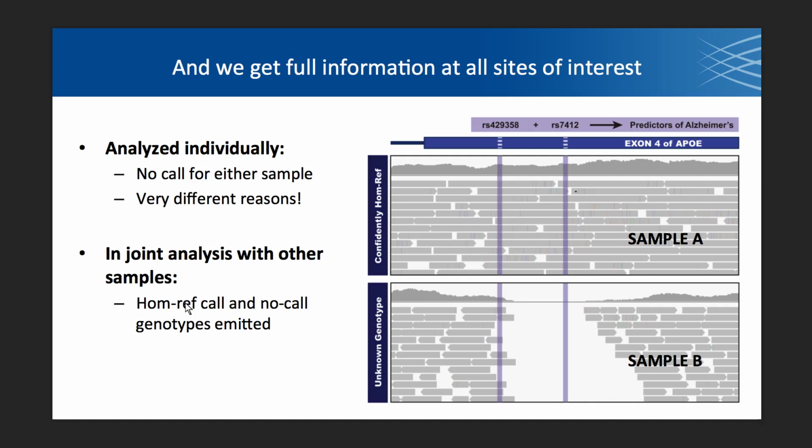And so this becomes more interesting when you have a third sample that actually does have the variant. And then when you joint call them all together, it'll show that one sample does have the variant, and then you can be able to determine who has coverage and who doesn't.